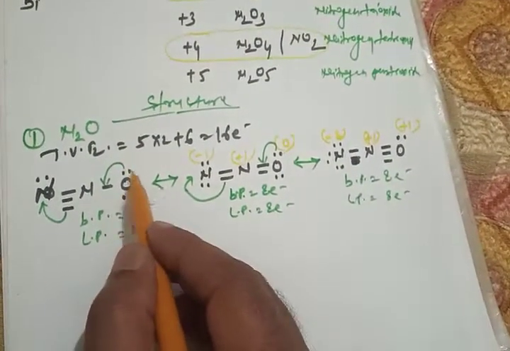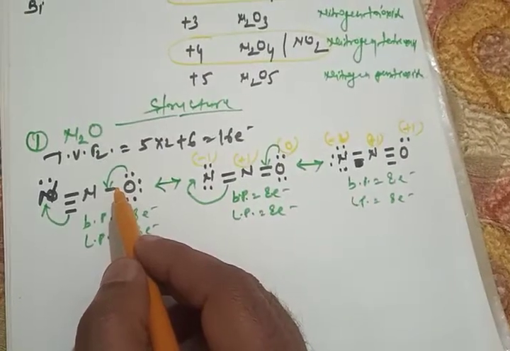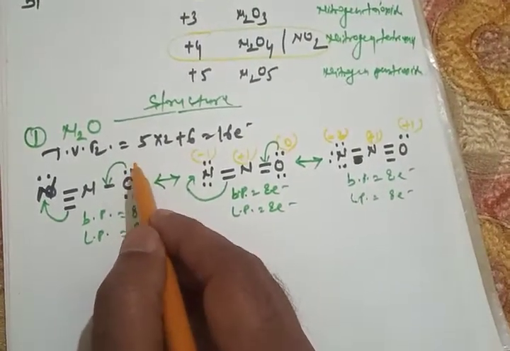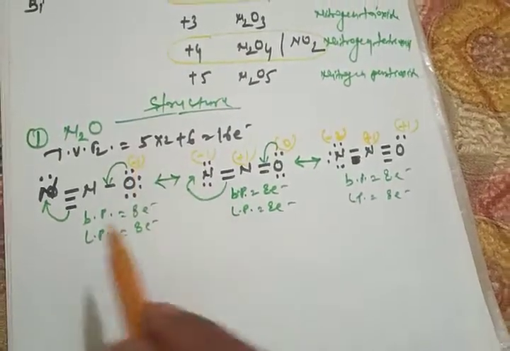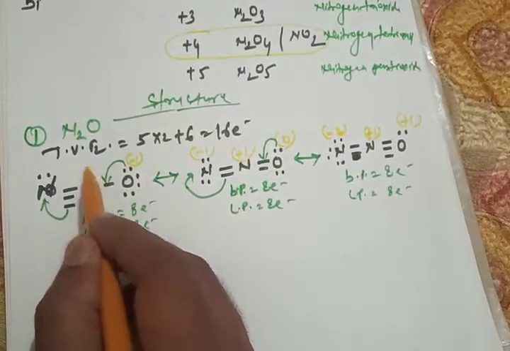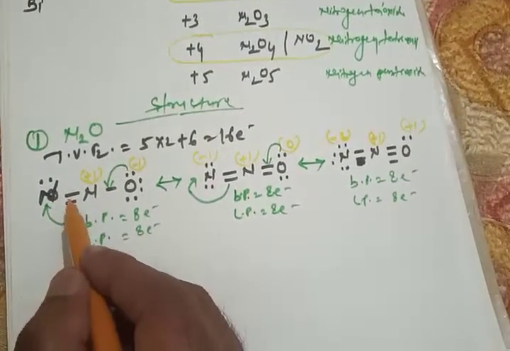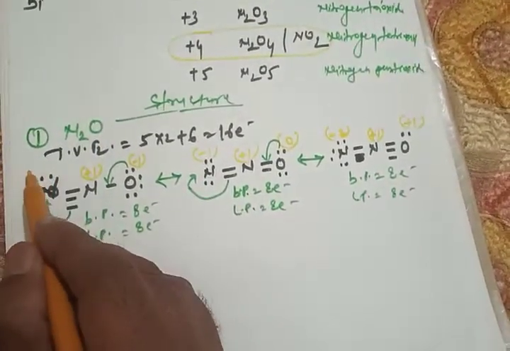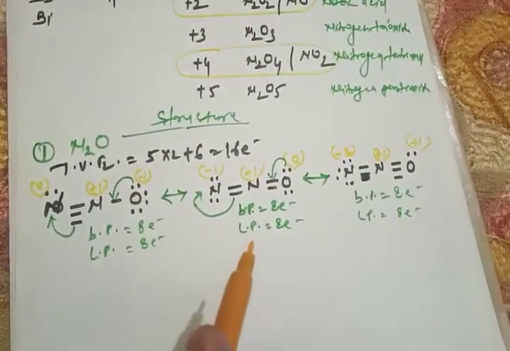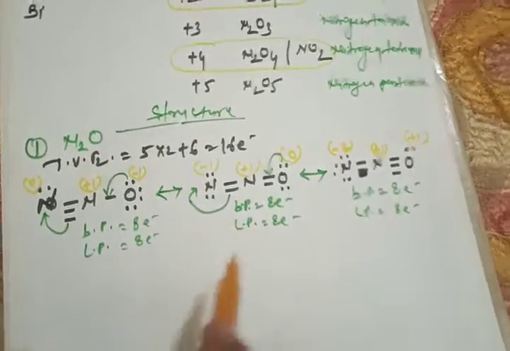Then 1, 2, 3, 4, 5, 6, 7, 1 electron is in excess, so we have to remove that 1 electron, so here minus 1. Then 1, 2, 3, 4, we require one more, so this will be plus 1. Then 1, 2, 3, 4, 5, it is equal, so it will be 0. So this is the very simple and easy way you can calculate the formal charge.